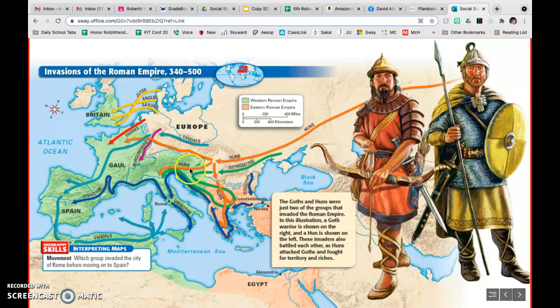So here are the Huns that we talked about. These are Visigoths, which is part of the Goths. You've got Ostrogoths and Visigoths, the Vandals, the Franks, the Saxons, the Angles, the Jutes. I mean, it just goes on and on. So it just basically weakened Rome each time an attack would take place.